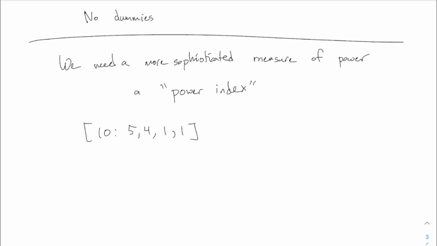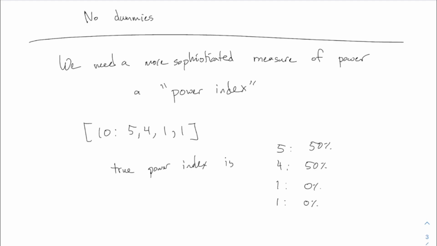The 5 and the 4 have equal power, and the 1 and the 1 have no power. In this case, the true power index here is like the 5 has 50% of the power, the 4 has 50% of the power, and the 2 1s have 0% of the power, all right?